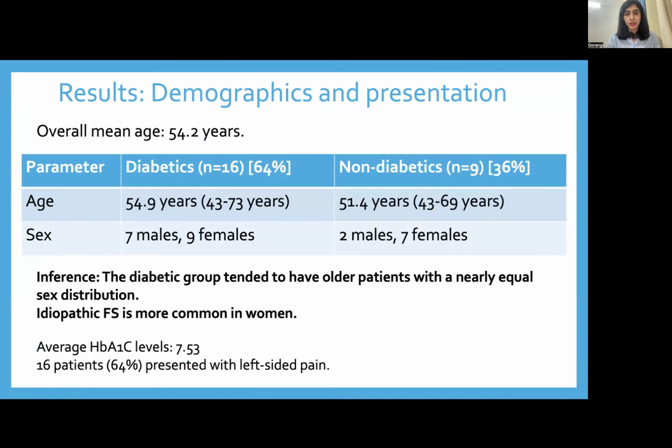The frozen shoulder, which was idiopathic, was more common in women. As you can see, we have 7 women compared to 2 males in the non-diabetic group. The average HbA1c levels of all of the patients combined were 7.53, and 64% of the patients presented with left-sided pain.